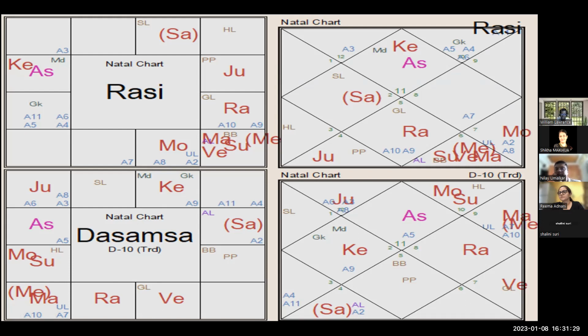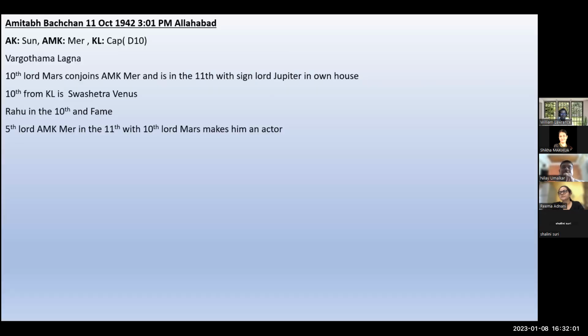Mercury is not just the fifth lord, he is also the AMK. The combination is there. Okay. And then you can see the 11th house becomes very, very strong because Jupiter is in its own house. So you can see Jupiter is in Swakshetra in the 11th house. So as far as finance is concerned, the second and 11th are extremely strongly placed. Okay. Can we point out anything else for me?